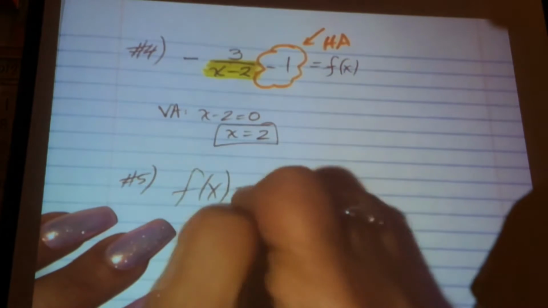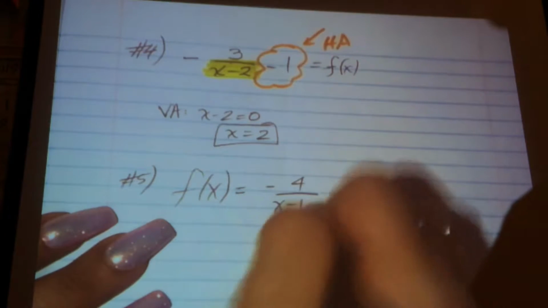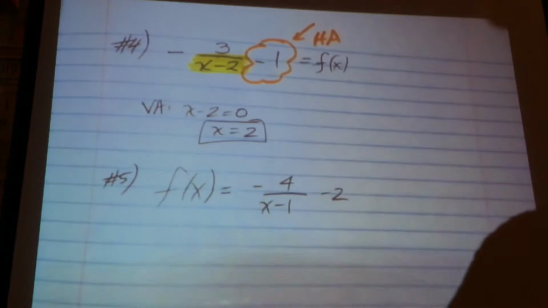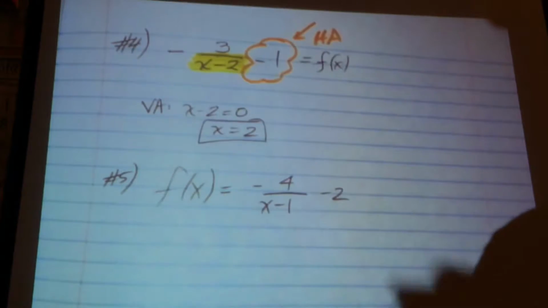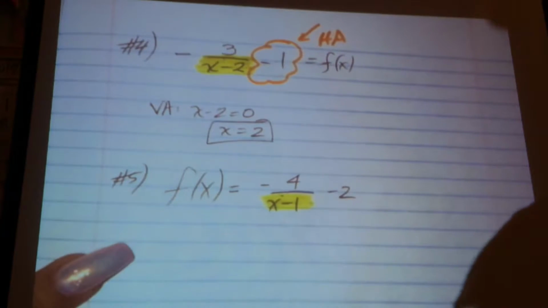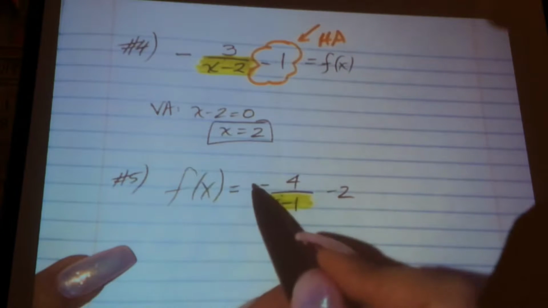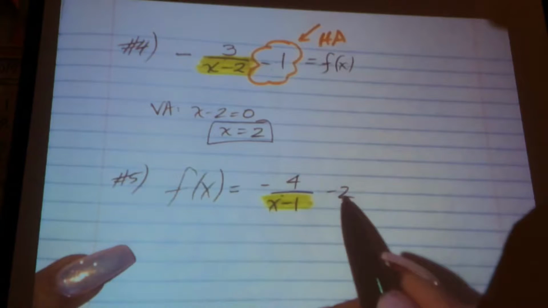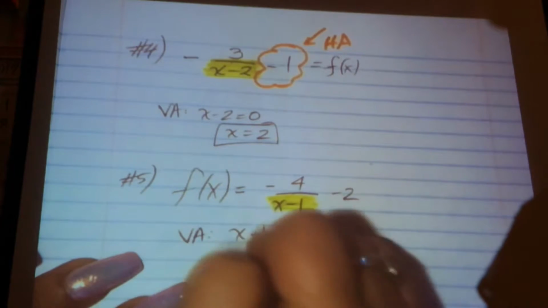And number 5, all I care about is the denominator equaling 0. f of x is equal to negative 4 over x minus 1, minus 2. So all I care about is the denominator equaling 0. An asymptote, all that creates an asymptote is if your denominator is 0. I don't care about the behavior. I don't care if it's fat or skinny. I don't care what the horizontal is. So all I care about is the denominator equaling 0 at 1.